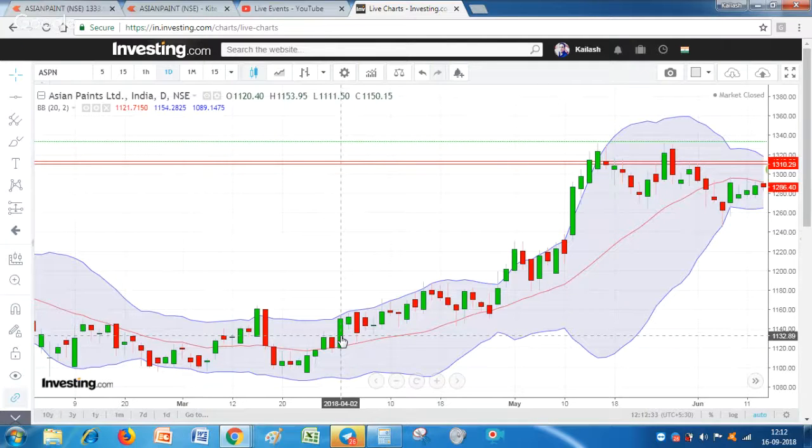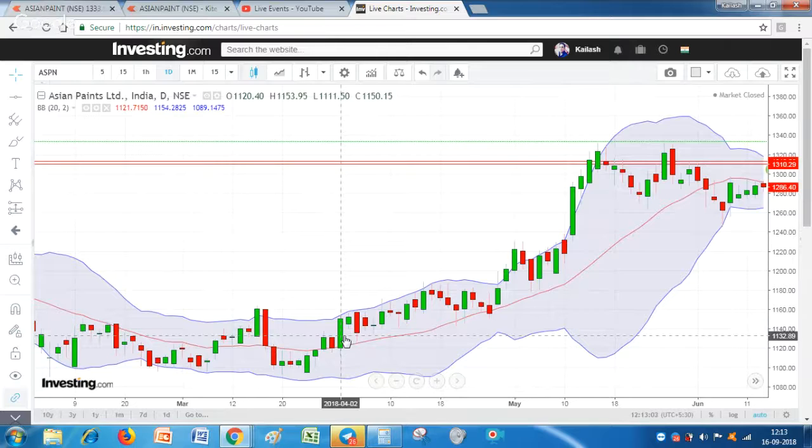This is 1132, 33 somewhere. We would have kept the previous candle's low as the stop loss. This range, somewhere around 1111, is our stop loss. Let me check it on the 1 minute chart. Yeah, 1111 somewhere is our stop loss, and we would have taken entry above 1133.